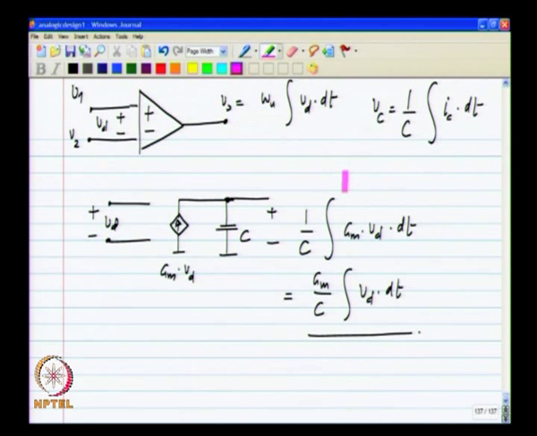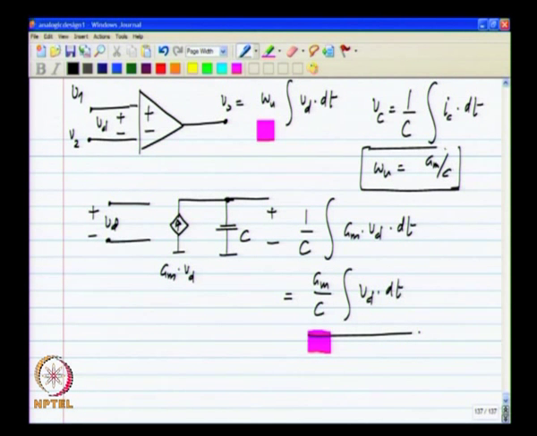So, comparing these, we see that the unity gain frequency of the integrator or the op amp by itself is omega u, which is Gm by C. So, that is all that is there to it. We now have a block that takes the difference Vd and integrates it to give you Vo.